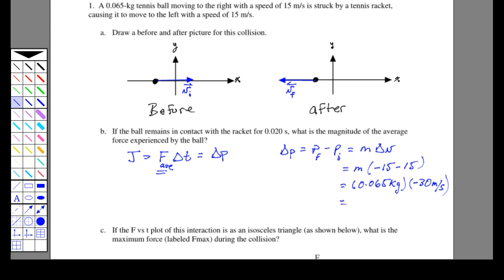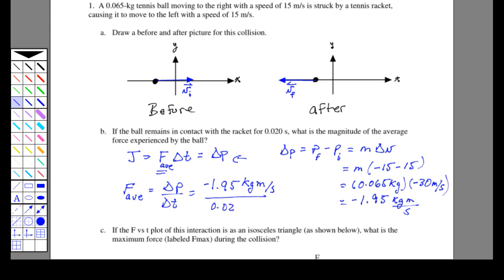All right. Now, that change in momentum, I believe, should be negative 1.95 kilograms meters per second. Okay, so that's our change in momentum, and we know from this equation up here that the average force is equal to the change in momentum over a change in time. So now we just plug in what we know. The change in momentum we just calculated, negative 1.95 kilograms meters per second, and we divide by 0.02 seconds.